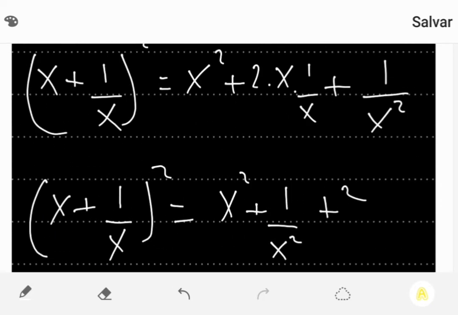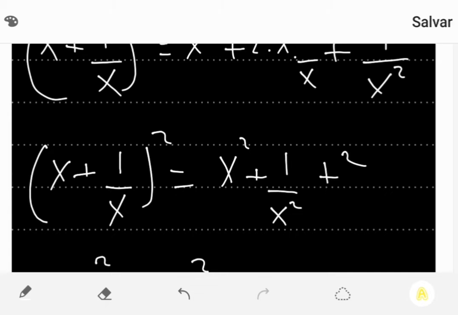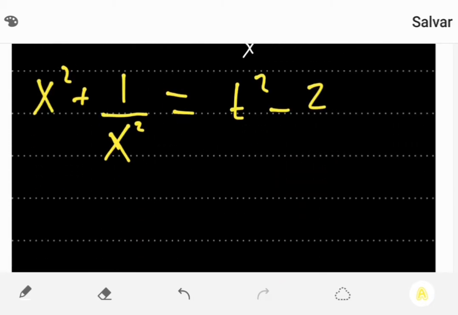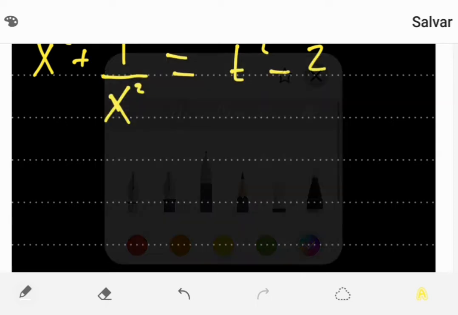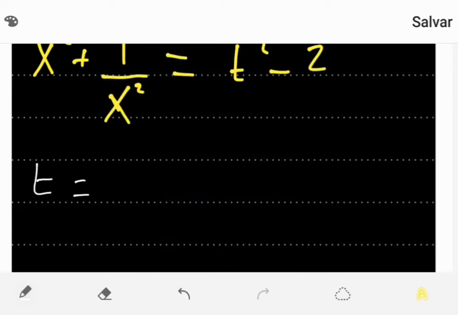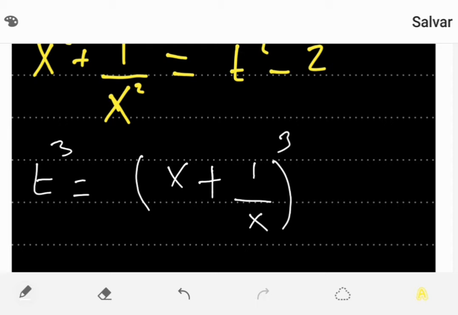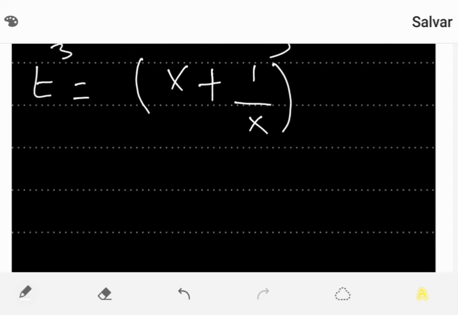Okay, so for the next thing, we are going to do the same with the cube. Okay, what do I mean by the cube? We know that t is equal to x plus 1 divided by x. So let's cube both sides. Okay, remember the formula for the cube, or if you don't remember, you will have to expand it like this.